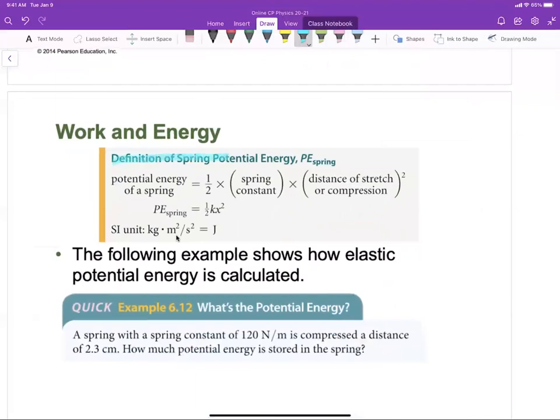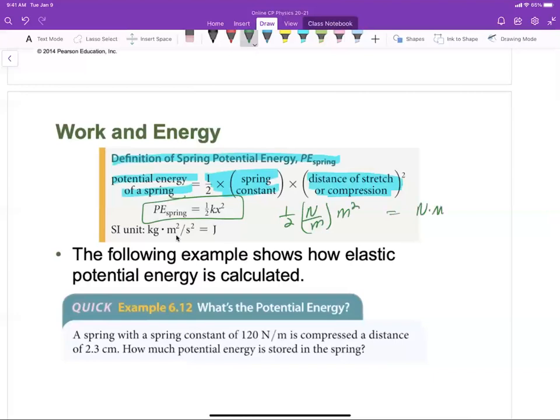So the definition for potential energy due to a spring is equal to 1/2 times the spring constant times the distance of the stretch or compression. So here we have our new equation right here, and it is 1/2 K times X squared. Let's look at the units. Well, what is K? That is newtons over meters. What is X? That is in meters, and we're going to square it. And so one of my meters cancels, and I am back to a newton meter, which is again a joule.